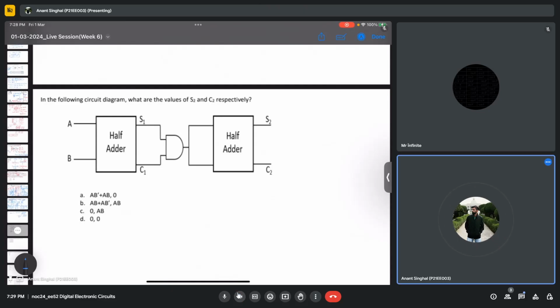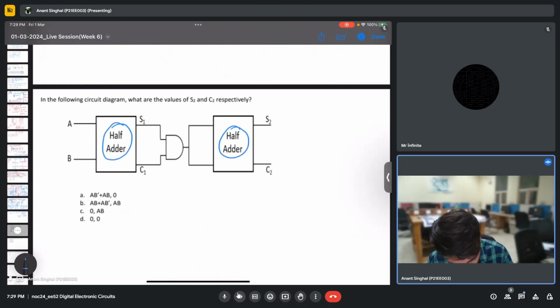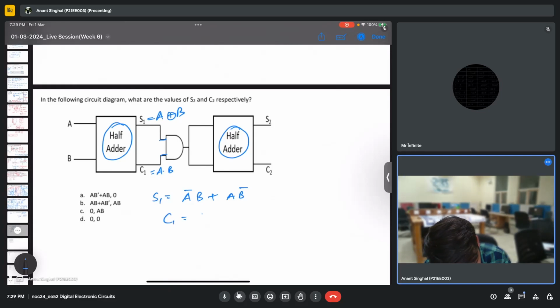Okay, so we have two half adders in this question, and we already know that the sum of the half adder is XOR and the carry is the AND operation. So we have the input of the next half adder as the AND term. So S1 is basically, if I open it, A complement B plus A B complement, and C1 is AB. So the input, let's say this is Z. So Z is the multiplication of these two.